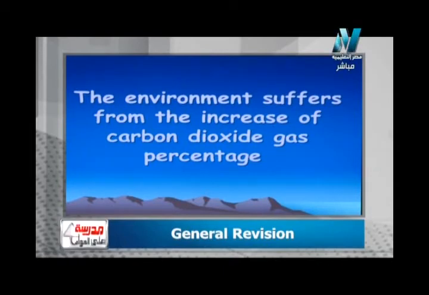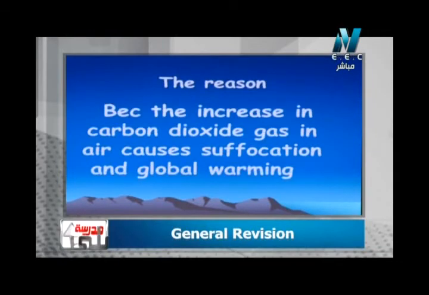Another question says that the environment suffers from the increase of carbon dioxide gas percentage. Again, the environment suffers from البيئة بتعاني من increase of carbon dioxide gas percentage زيادة نسبة كربون دايوكسيد. طب ايه اللي يحصل لو الكربون دايوكسيد زاد؟ For example, it will cause two problems. بيسبب على الأقل مشكلتين. Because the increase in carbon dioxide gas in air causes suffocation يعني الاختناق، تحس الناس مش قادرة تتنفس، and global warming الاحتباس الحراري، ودي مشكلة إن شاء الله we will discuss in details in prep 2 إن شاء الله في المرحلة اللي جاية، تحديدا في الصف الثاني الإعدادي.